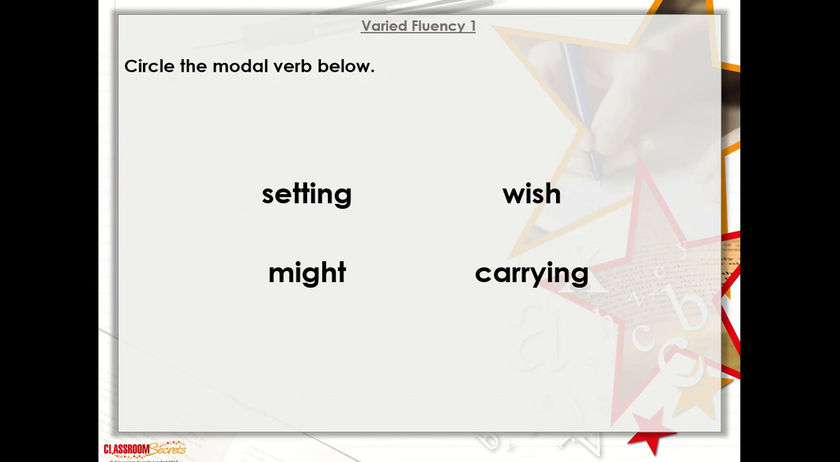Let's look at some questions. You're going to come across these types of questions on your fluency sheet. That's why I want you to do this one first. Which is the modal verb? Setting, wish, might, carrying. Which of those words describes how possible something is? Okay, and that one is might. So I hope you got that one right. Something might happen. That tells us how possible it was.